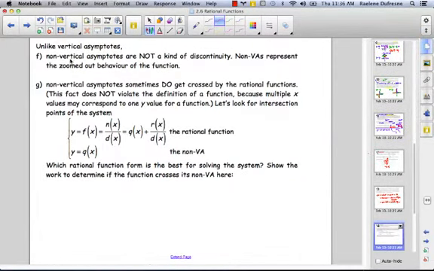Okay, so unlike vertical asymptotes, let's just contrast non-vertical asymptotes. They are not a kind of discontinuity. The non-vertical asymptotes represent the zoomed out behavior of the function. They have nothing to do with denominator or domain restrictions. Also, non-vertical asymptotes sometimes do get crossed by the rational function.